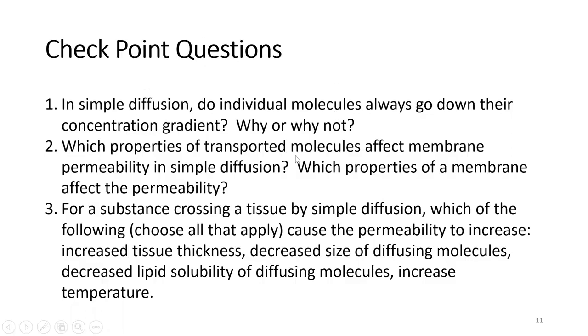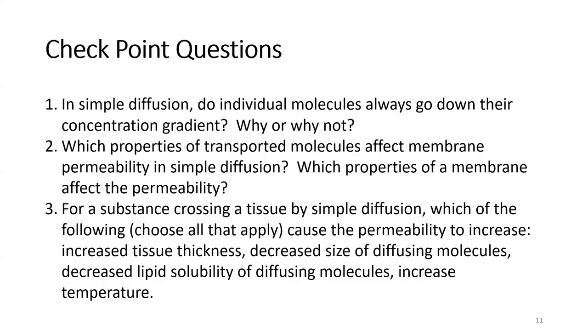Question 3, for a substance crossing a tissue by simple diffusion, which of the following, choose all that apply, cause the permeability to increase? So the first one here is increased tissue thickness. That is going to decrease the permeability, so that will not be selected, right? If we've got a thicker membrane, more stuff to get through again. Decreased size of diffusing molecules. So if we've got a smaller particle, we would definitely increase the likelihood of that being moved through the membrane. So that would be selected.